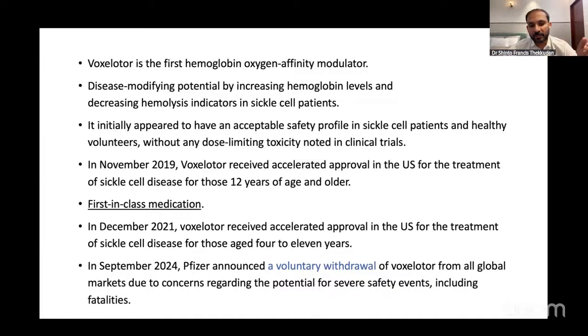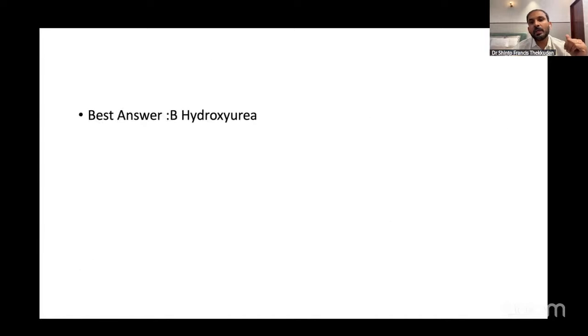But Pfizer is the manufacturing pharma. In September 2024, there was a voluntary withdrawal of voxelotor from all global markets due to concerns of potential for serious safety events, including fatality. So it has been taken out. So of the options, the best answer, at least in our setup, would be hydroxyurea.